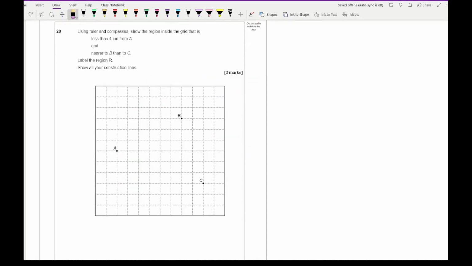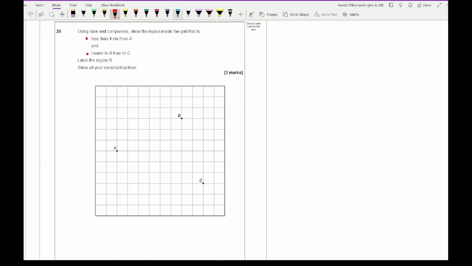So moving on to question 20, which refers to loci, it says using a compass and a ruler, or ruler and a compass, show the region inside the grid that is, and we've got 2 sort of constraints or 2 conditions that we need to satisfy or represent in our diagram. Now the first one is that it's got to be less than 4 centimeters away from A, and that it's got to be closer to B than C.